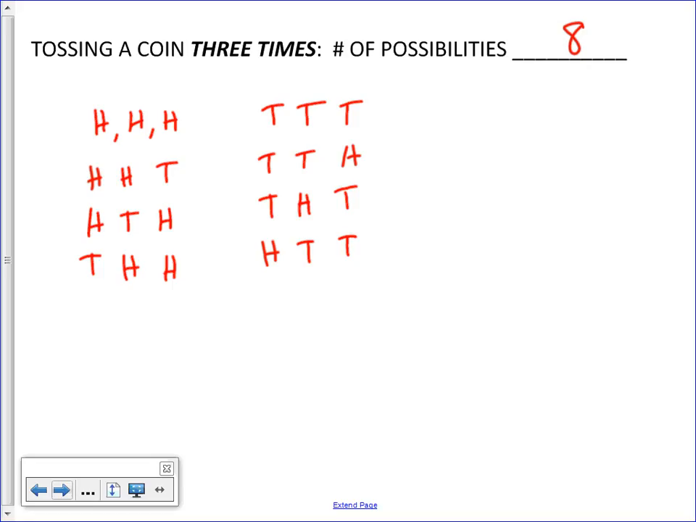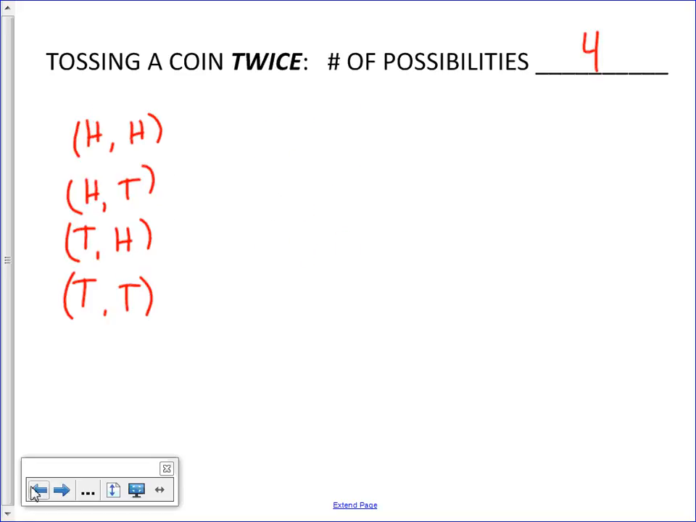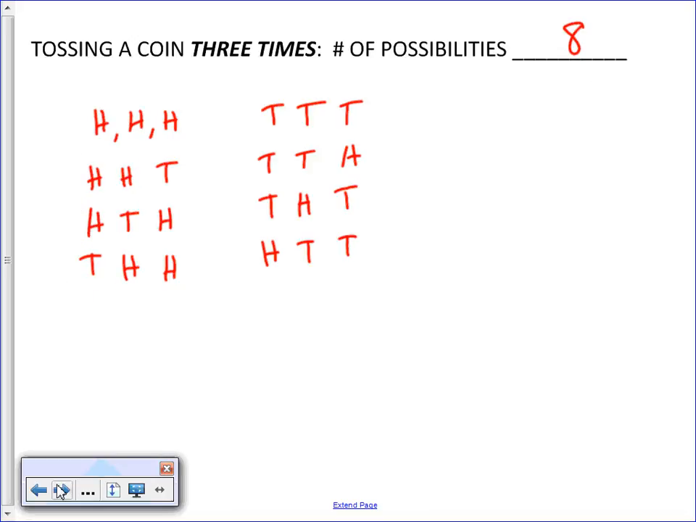Oh, by the way, there's a pattern. What if I toss it 4 times? I feel like it would be 12, 16. Here's why. How many sides are on a coin? What's 2 squared? 4. So 8 is 2 to the 3rd, and then 4 tosses would be 2 to the 4th, and so on. That's what the pattern is.